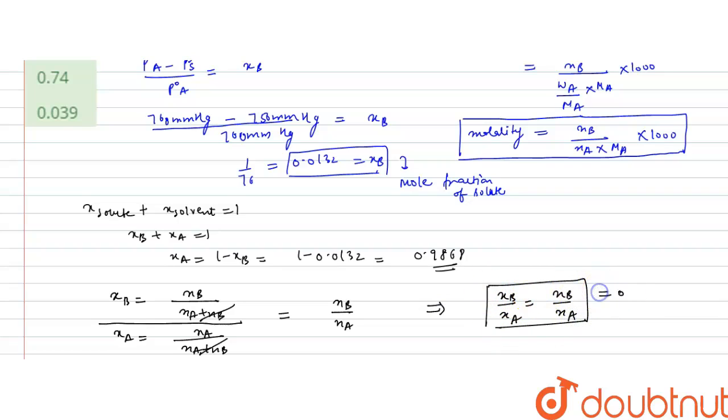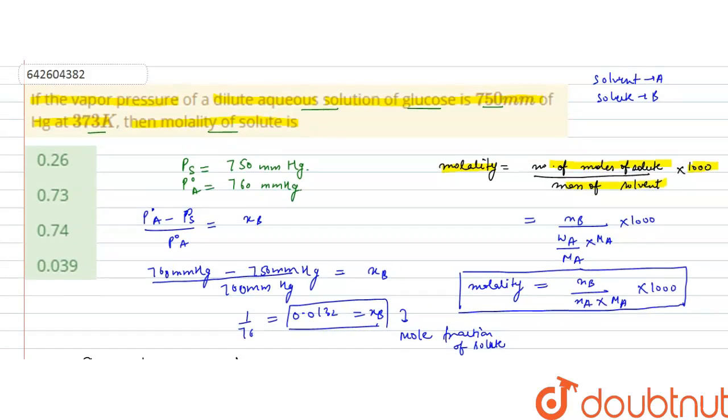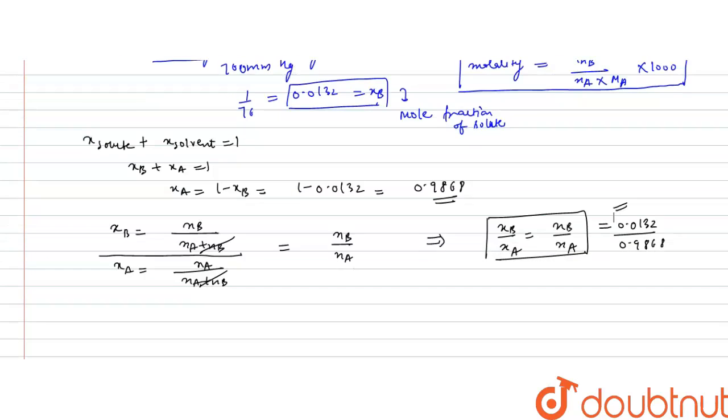Now this ratio will be equal to 0.0132 divided by 0.9868, these values of the mole fractions. So now we can put these values, that is NB by NA, in the molality formula to calculate the molality. Now MA is the mass of solvent, so the solvent is water and the molecular weight of water is 18 grams. So molality will be equal to NB divided by NA into molecular weight of solvent into 1000.